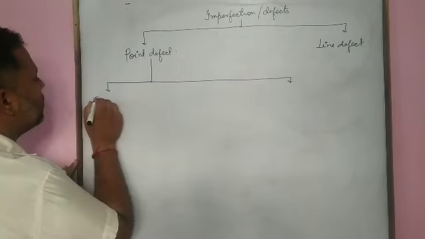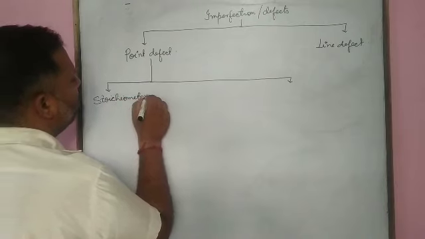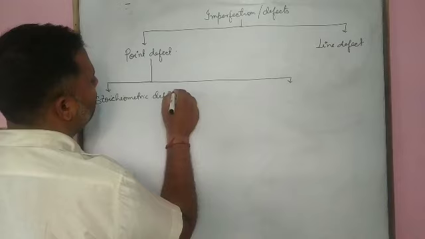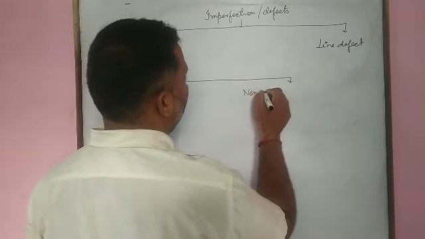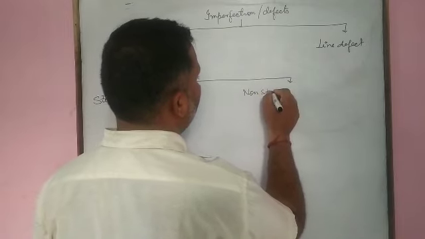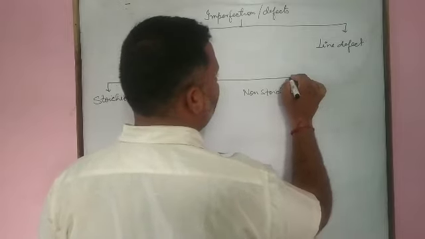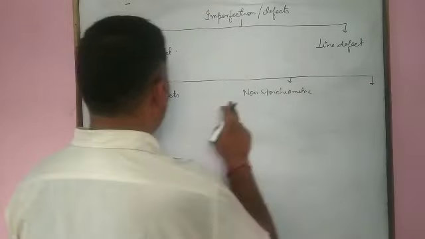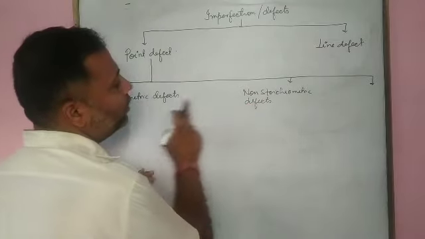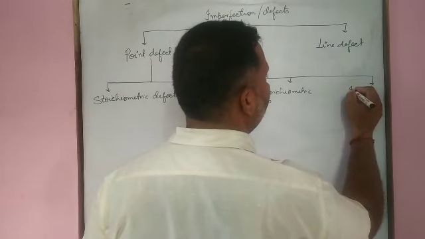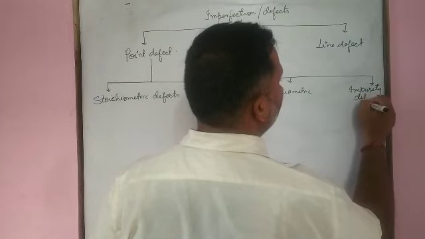The first is known as stoichiometric defect, and the next is known as non-stoichiometric defect. And the next is known as what? Stoichiometric defect, non-stoichiometric defect, and impurity defect.